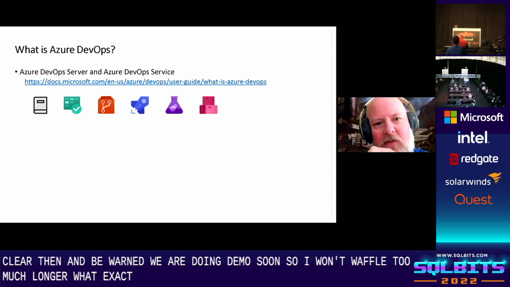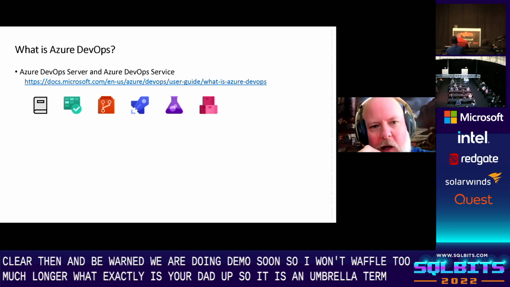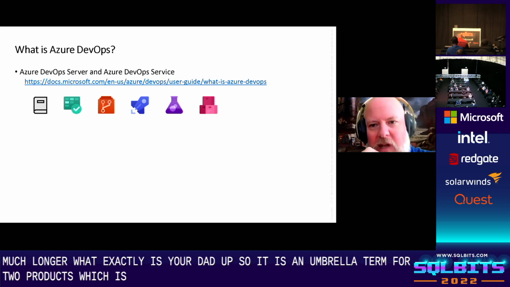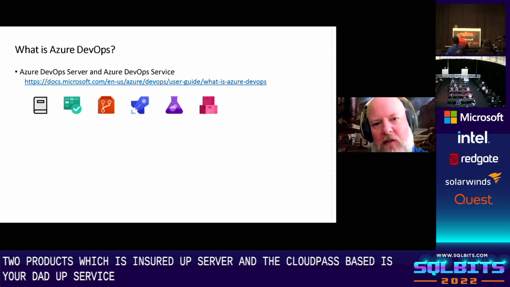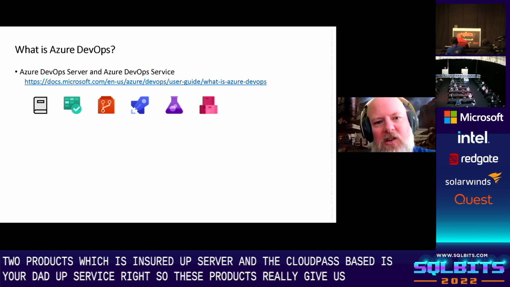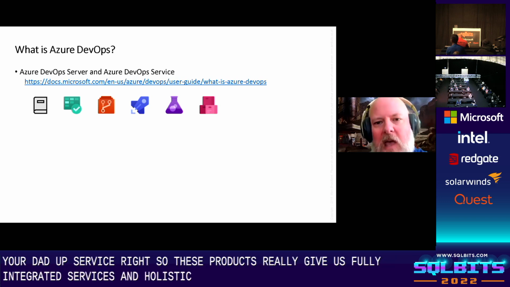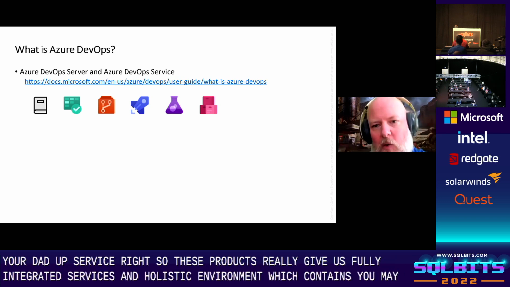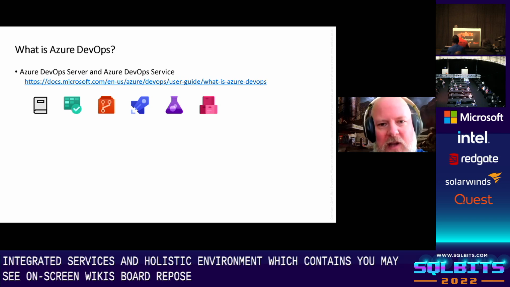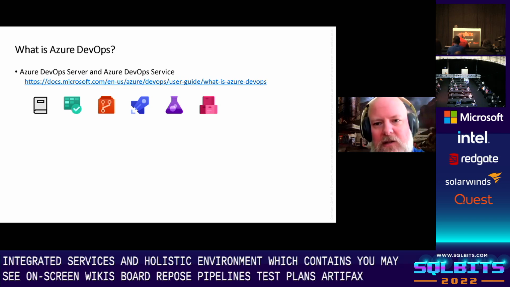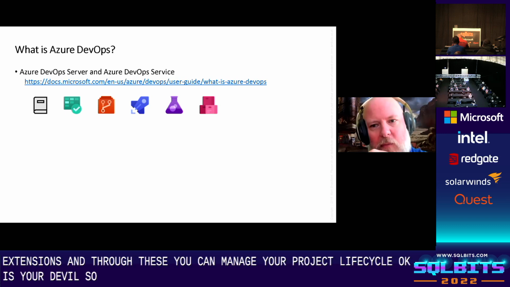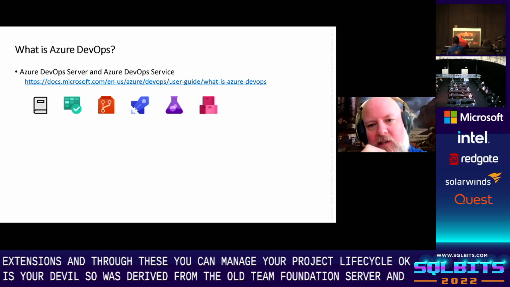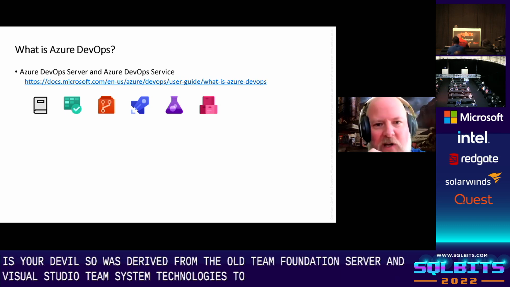What exactly is Azure DevOps though? It is an umbrella term for two products, which is Azure DevOps Server and the cloud PaaS-based Azure DevOps Services. These products really give us a fully integrated set of services in a holistic environment, which contains, as you may see on the screen, wikis, boards, repos, pipelines, test plans, artifacts, and extensions. Through these, you can manage your DevOps project lifecycle. Azure DevOps, though, was derived from the old Team Foundation Server and Visual Studio Team System technologies, so two products I try to avoid.